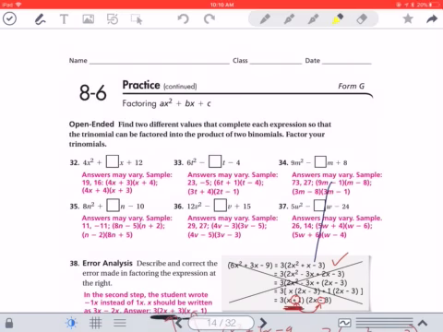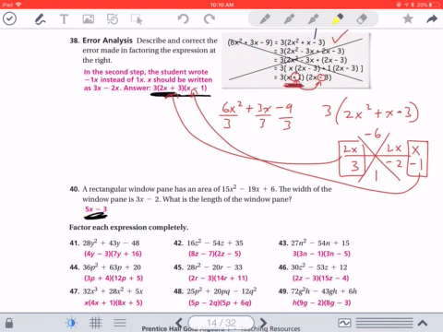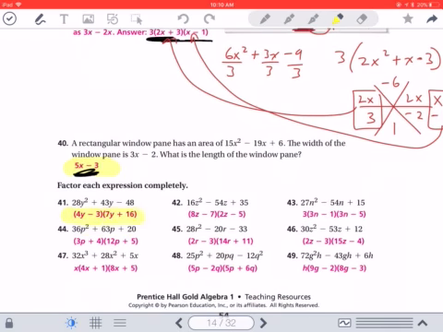Number 40, we did 40 to 43. The answer is 5x minus 3, so that would be the length. Number 41, 4y minus 3 times 7y plus 16. Number 42, 8z minus 7 times 2z minus 5. And number 43, 3 times the quantity of 3n minus 1 times 3n minus 5.